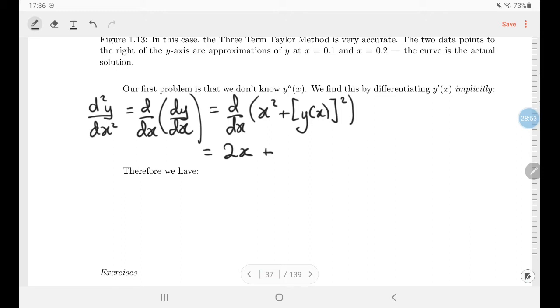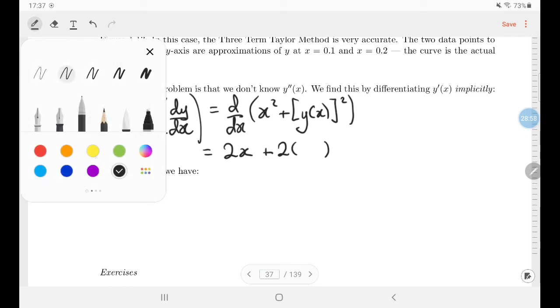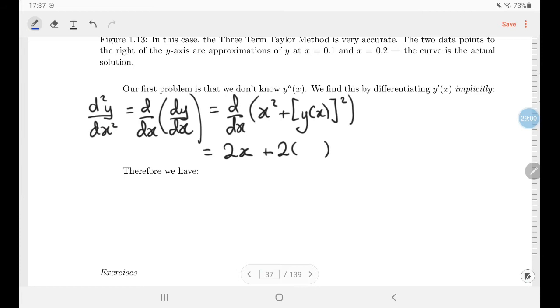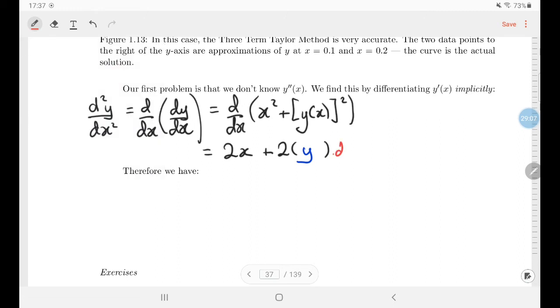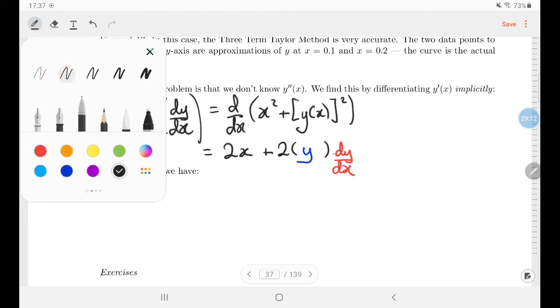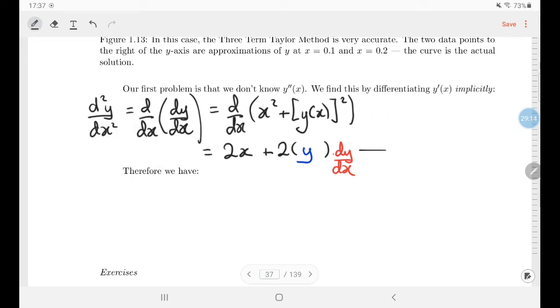The outside function is squaring, whose derivative is 2 times the inside. Chain rule says evaluate at the inside, so you only have to write the y of x once. The inside is y, times the derivative of what's inside, and the derivative of y of x is dy/dx. We know that dy/dx from the differential equation is x squared plus y squared. So you get 2x plus 2y times x squared plus y squared. So the first derivative is x squared plus y squared, and this thing is the second derivative.